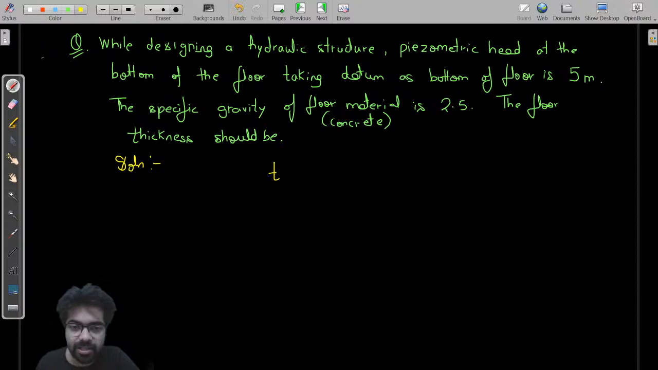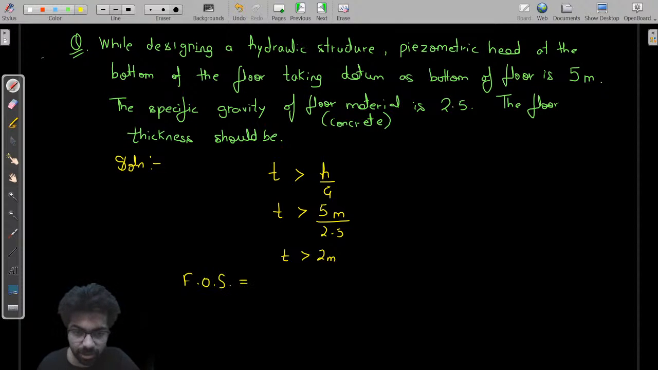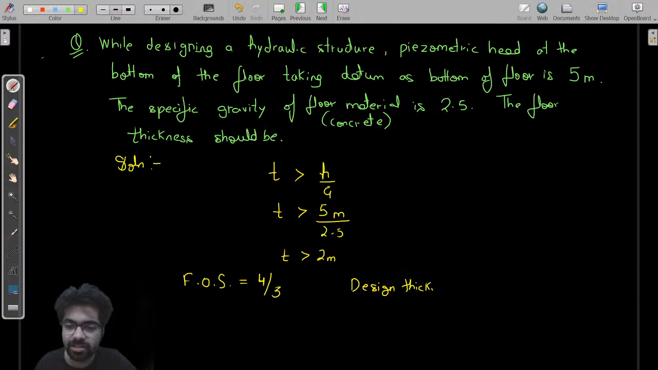So yes, you all are right. T should be greater than h by G, where h is 5 meter, this hydraulic head, and G is 2.5. So thickness should be greater than 2 meter. We can apply some factor of safety, generally taken as 1.33, or 4 by 3. So you will increase the thickness, and the design thickness will obviously be more than 2 meter. You have to be safe.